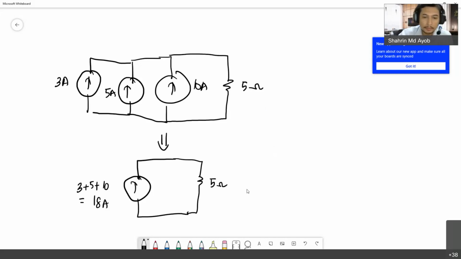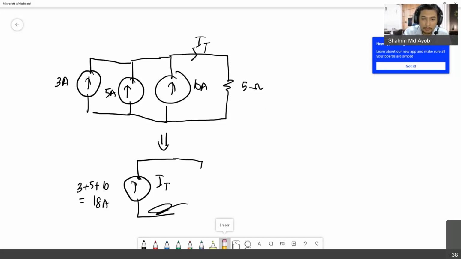As you can see, this is parallel, so you can just sum up all the current sources, because this can be represented as an I total here. So this one is your I total.